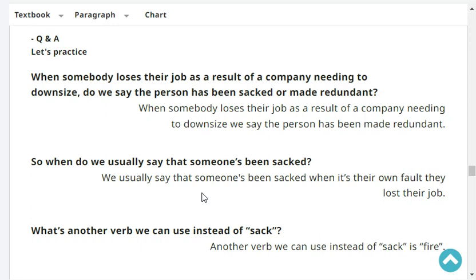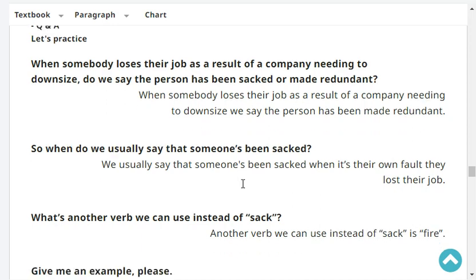So when do we usually say that someone's been sacked? We usually say that someone's been sacked when it's their own fault. They lost their job.